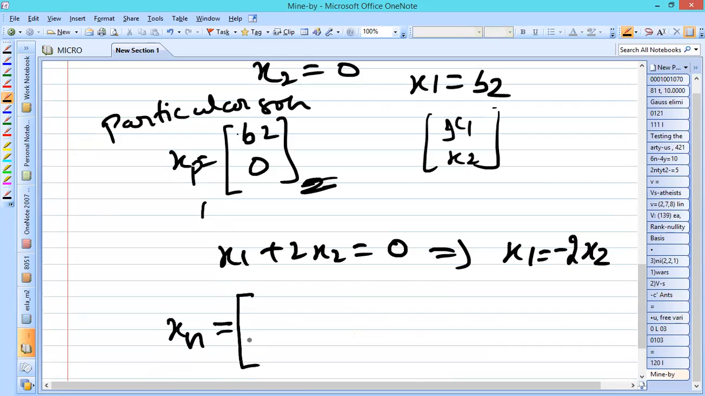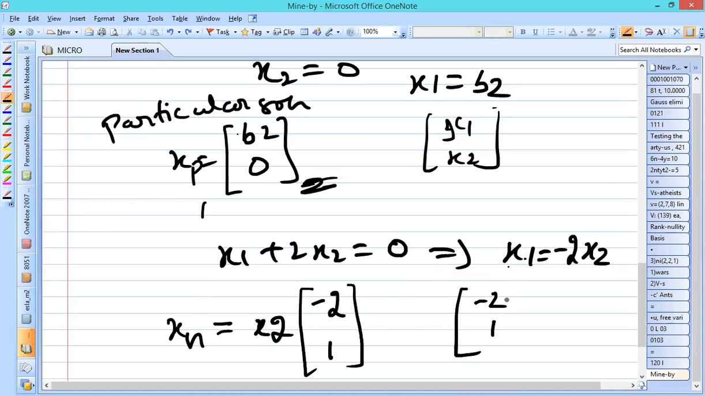So it is written as x1, I'll just write this. It is obtained as x2 times, so here x1 is equal to minus 2x2. So x2 has to be multiplied with minus 2 in place of x1, so that you can get the value of x1 here. Since x1 is equal to minus 2x2, minus 2 into x2 is nothing but minus 2x2, which gives the value of x1, and x2 is a free variable. In order to get that, you just put it as 1. So the special solution for xn is simply the column minus 2 and 1.